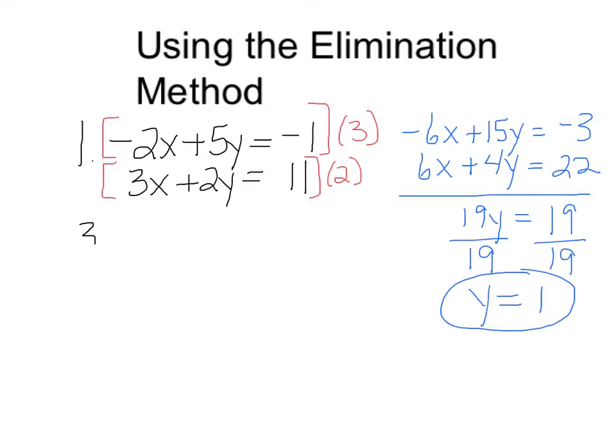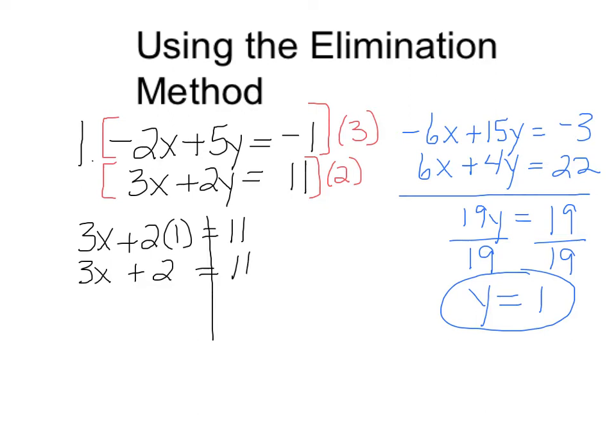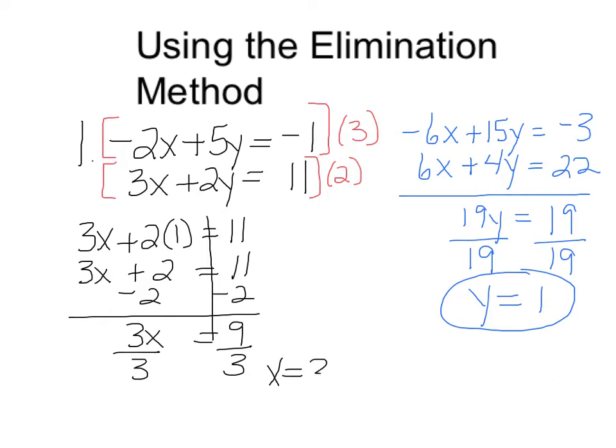So my bottom equation is going to be 3x plus 2, instead of times y, it's going to be times 1 equals 11. And let's solve that two-step equation. So I'm going to have 3x plus 2 equals 11. I think you can solve this two-step equation. Subtract 2 from both sides. And so I would have 3x equals 9. And then if I divide both sides by 3, x is going to be equal to positive 3.